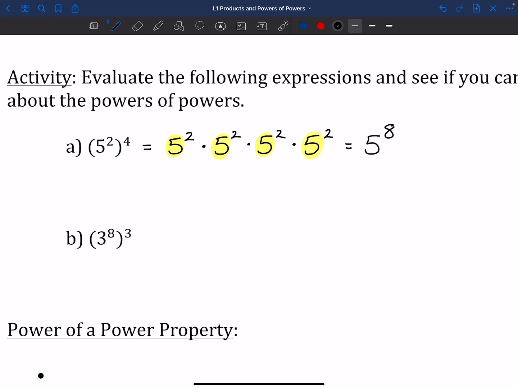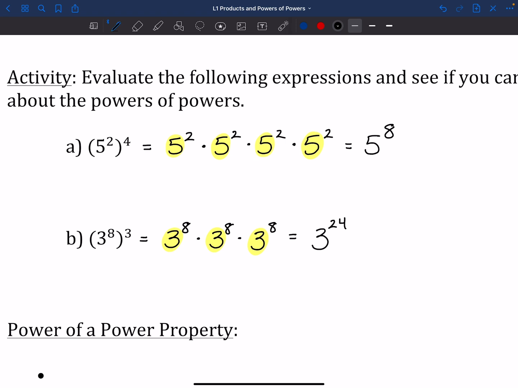Let's take a look at the next one just to reinforce what we're doing here. If I have 3 to the 8th power to the 3rd power on the outside of some parentheses, that's just telling me that I have 3 to the 8th 3 times, just like I'm writing out here. When I have 3 to the 8th 3 times, all the bases are the same, so we can do the same thing. We can add together those exponents. So 3 to the 8th times 3 to the 8th times 3 to the 8th. 8 plus 8 plus 8 will give me 24 there.